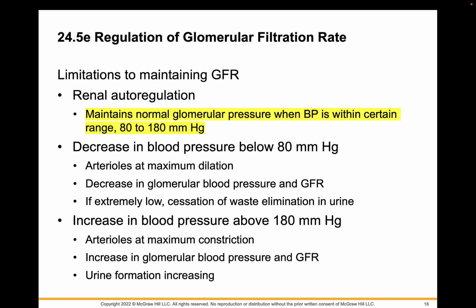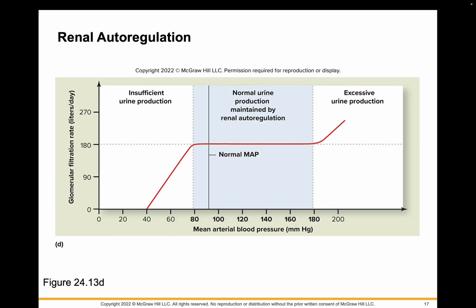With any increase in blood pressure above 180 millimeters of mercury, arterioles are now at their maximum constriction. They can no longer constrict to a greater degree. This results in an increase in glomerular blood pressure and glomerular filtration rate, and this will result in an increase in the formation of urine. So here we can see what's happening. We have autoregulation within a relatively wide range of mean arterial pressure, once again ranging from about 80 to 180, okay? And we can see here generally what's happening with an average mean arterial pressure.